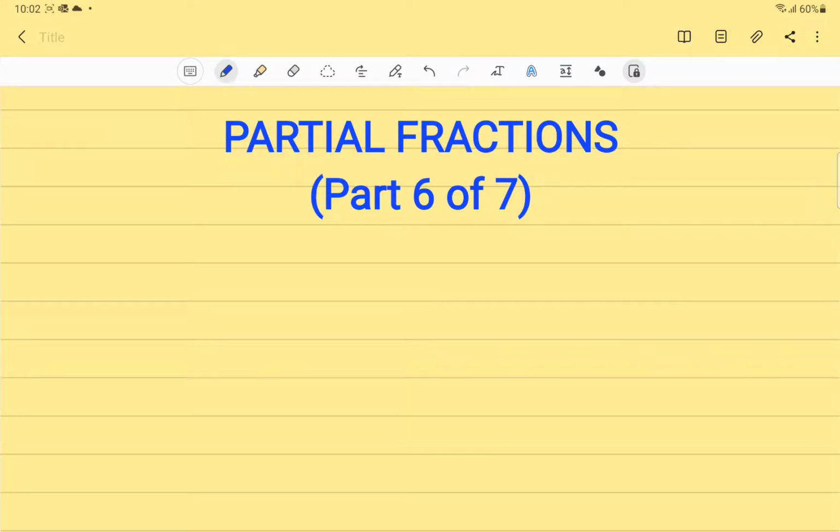So let's go on with our solution. Our first question in this case is x cubed over x squared plus 4 whole squared.